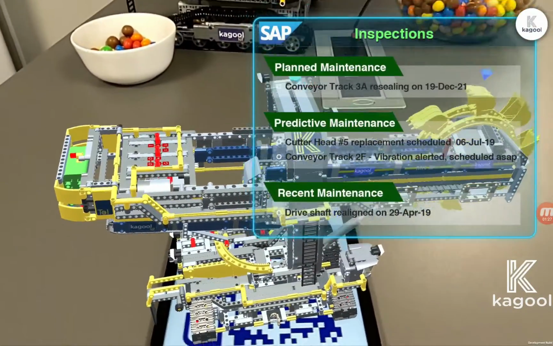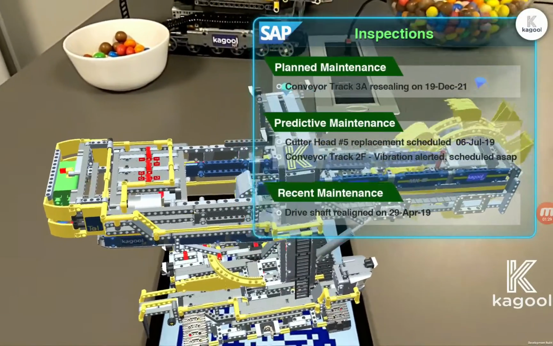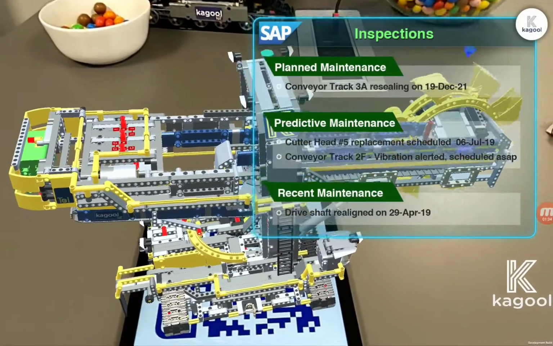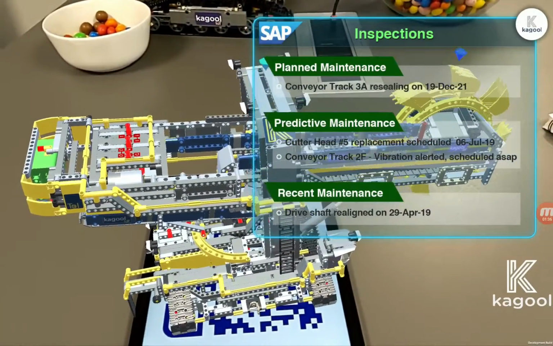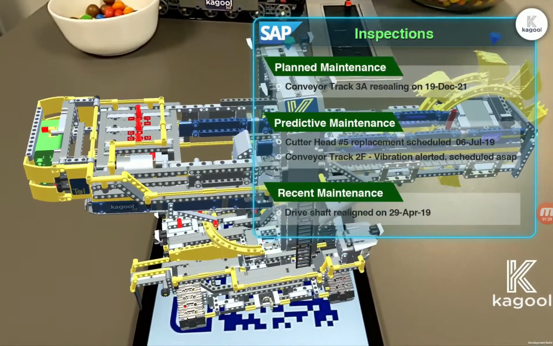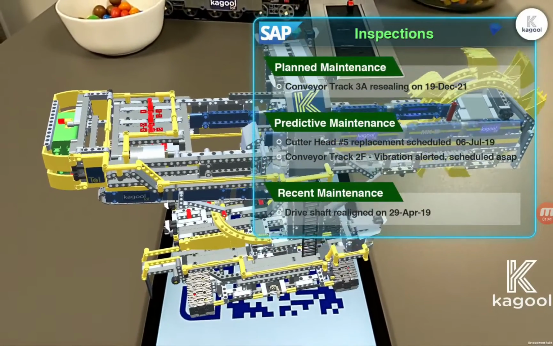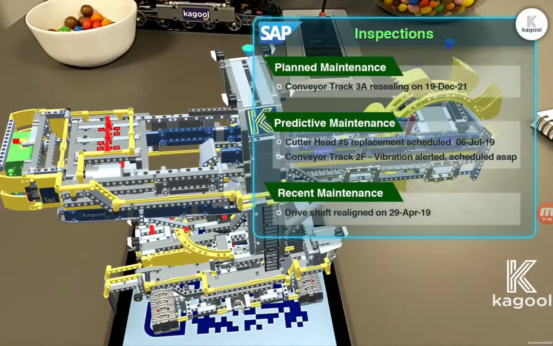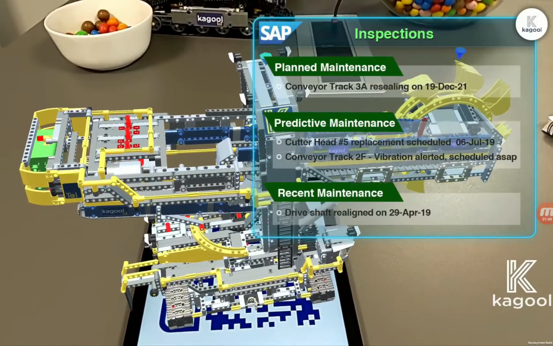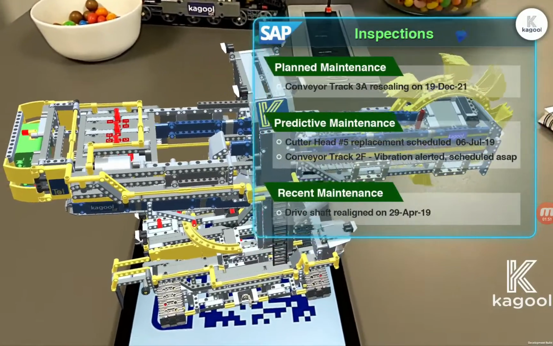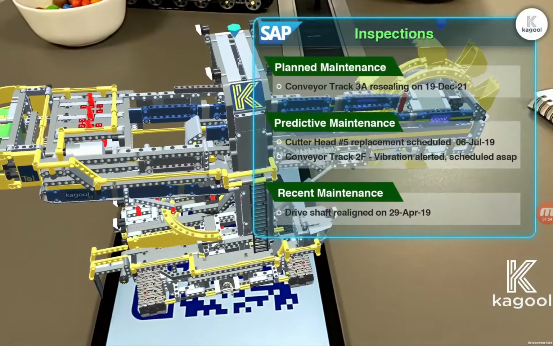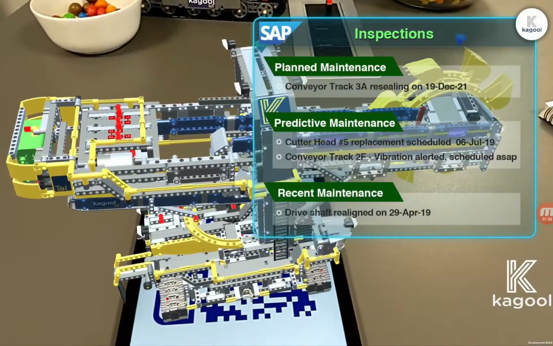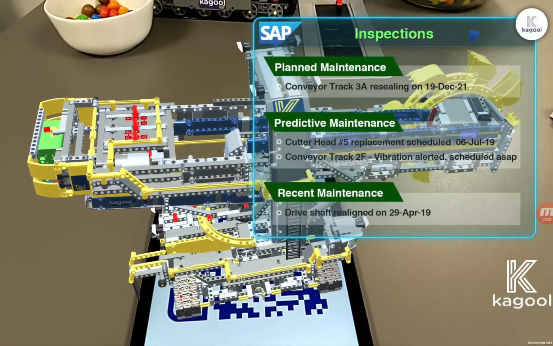As you know, there are lots of different use cases for planned and predictive maintenance improvements that can be performed when you ingest all the IoT data, and that's basically what we're visualizing here. We've pulled in some planned maintenance activities for this piece of equipment. We can see that there's the conveyor track 3A. These will be resealed on the 19th of December, two years' time. Then we've identified some predictive maintenance tasks, such as cutter head replacement, and this is all test data. And we can pull all the recent maintenance activities as well.